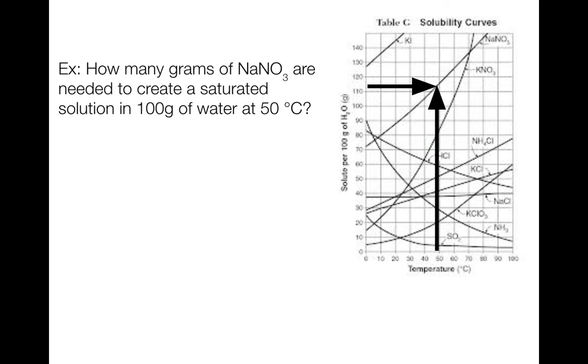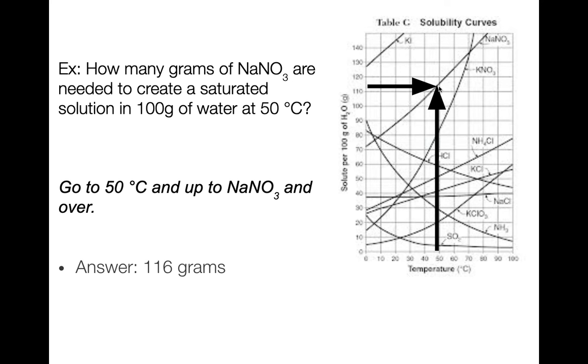Let's use Table G now. How many grams of NaNO3 are needed to create a saturated solution in 100 grams of water at 50 degrees? Well, it's always 100 grams of water. So let's look at the pertinent information. NaNO3 at 50 degrees. You go to the temperature first, and you go up to NaNO3, and you read it. And this is off a little bit, but it's around 116. There's really more over here, about 116.